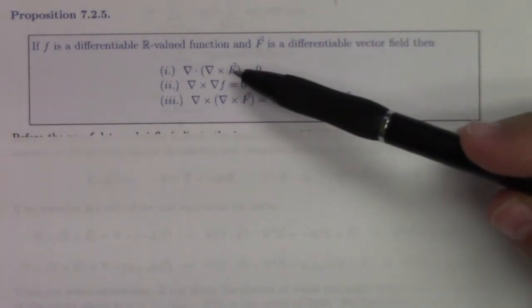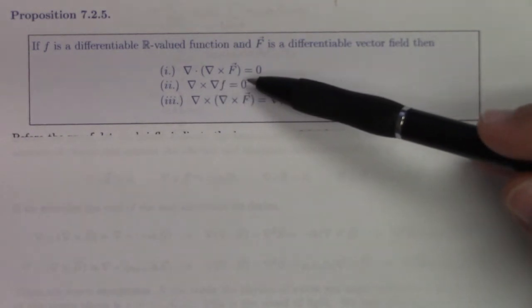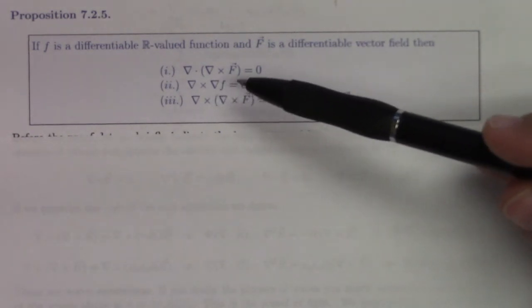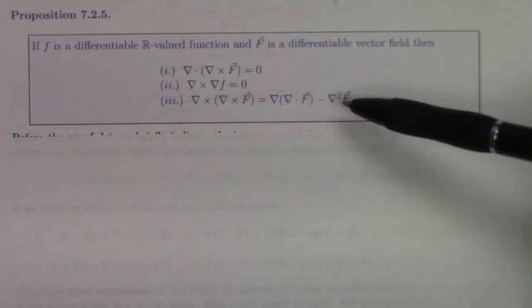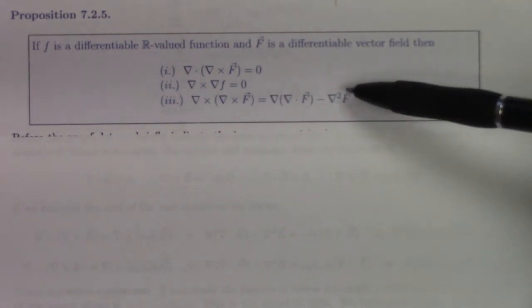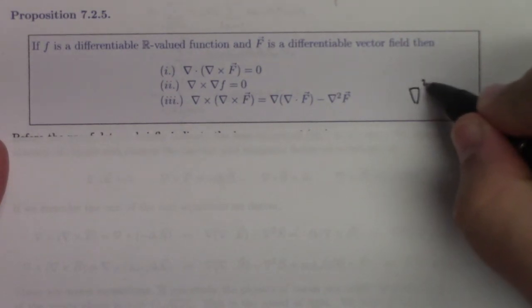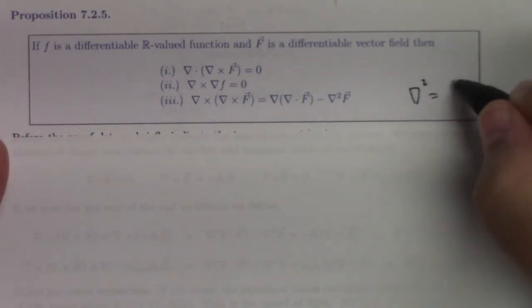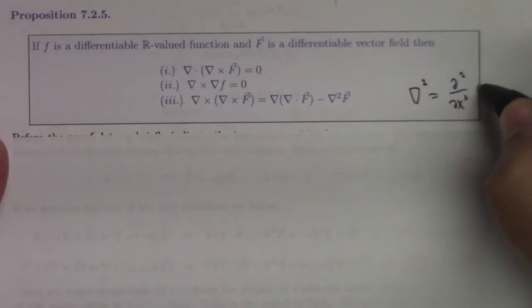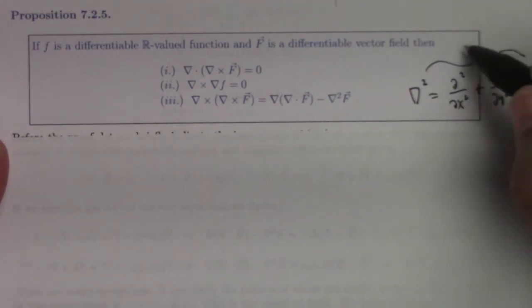So the divergence of the curl is 0. The curl of the gradient is 0. And the curl of the curl ends up being related to the Laplacian in this way. It's the gradient of the divergence minus nabla squared of f. Nabla squared is like partial squared partial x squared, plus partial squared partial y squared, plus partial squared partial z squared in 3 dimensions, etc. It's also called the Laplacian.